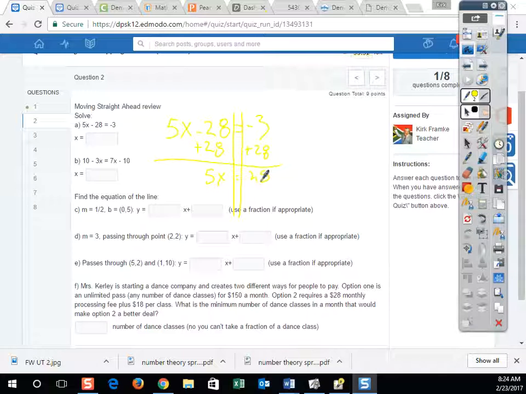Well, what's the opposite of multiplying x by 5? So I'm going to divide by 5, divided by 5. And so I get x is equal to 5.